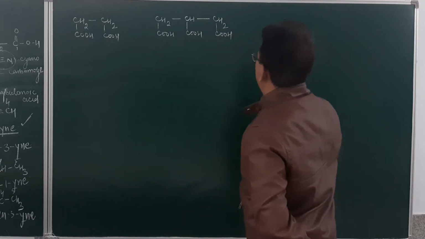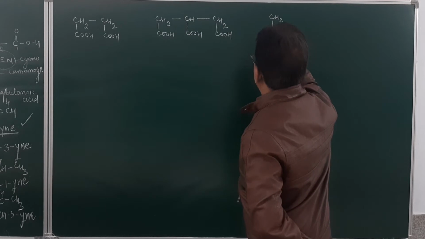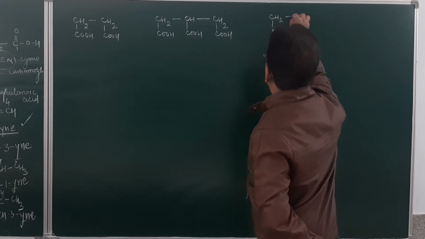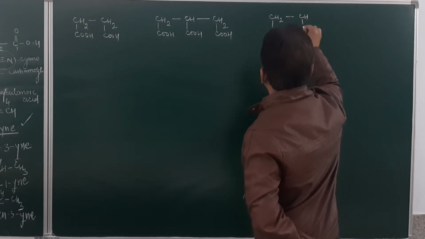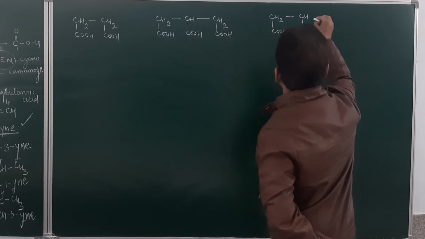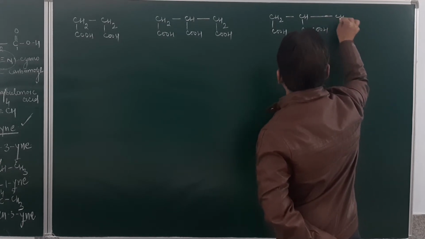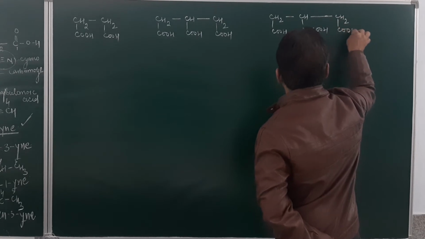Then here again, if you take another compound, this is CH2 COOH, and then we have the group CH and CH2, and then over here the group COH, and then the group CH2, and then over here the group COOH.